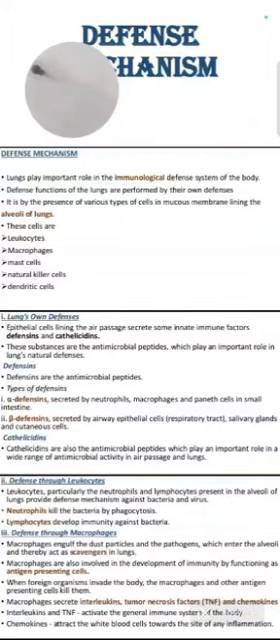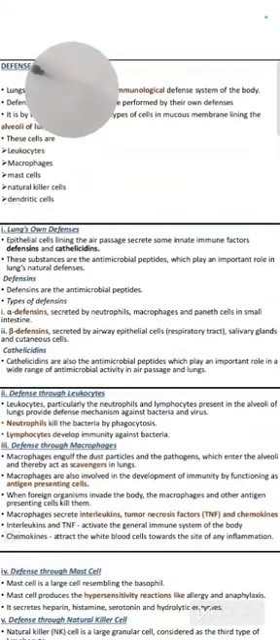So the first, lungs' own defenses. The airway tract, that is the air passage, which is lined by the epithelial cells, secretes some innate immune factors, defensin and cathelicidin. So these substances are the antimicrobial peptides which play an important role in the lungs' natural defenses. Defensins are nothing but the antimicrobial peptides.